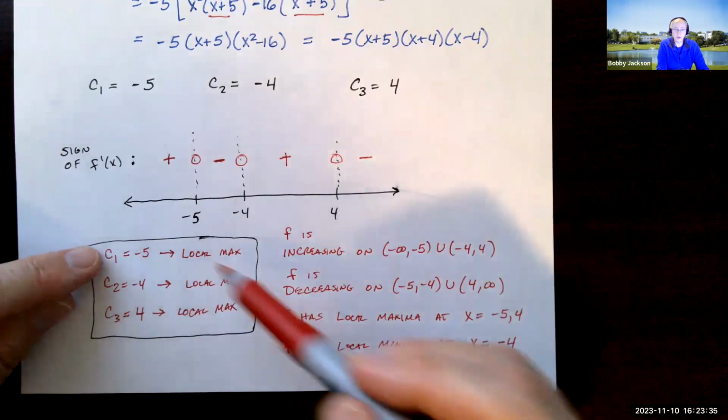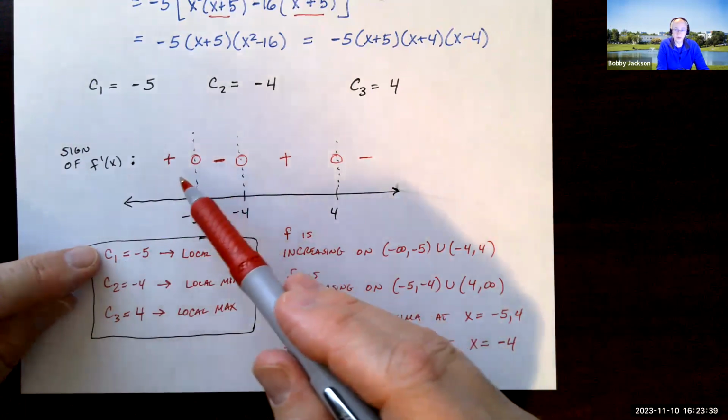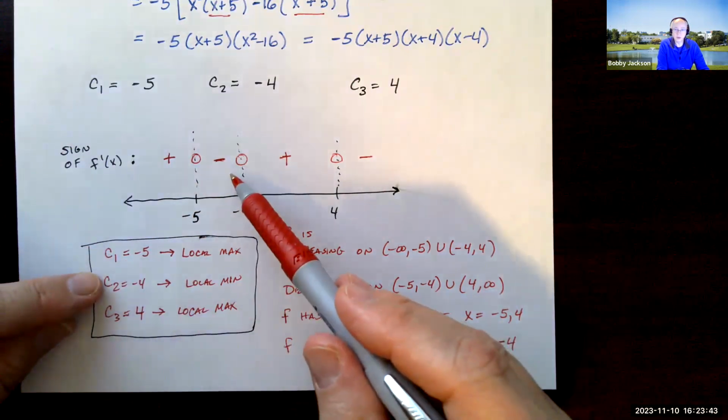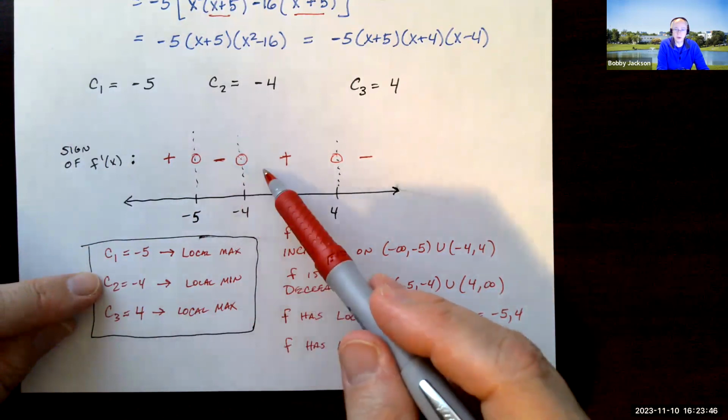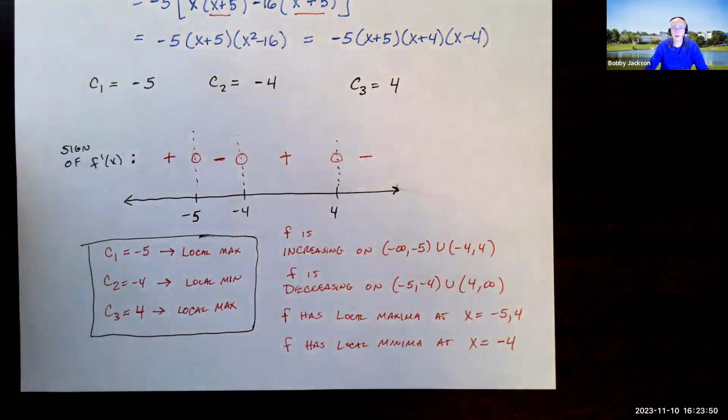So we've kind of already talked about it, but at C1, which was -5, remember we have a local max because we're changing from positive to negative. C2, we have a local min, again, because we're changing from negative to positive in the derivative. And then C3, again, local max. All right, I hope this is helpful.